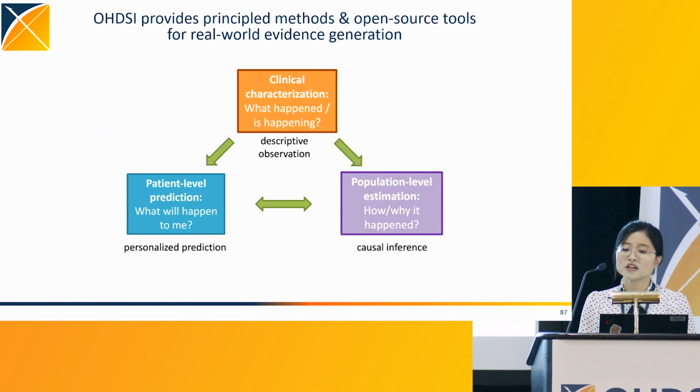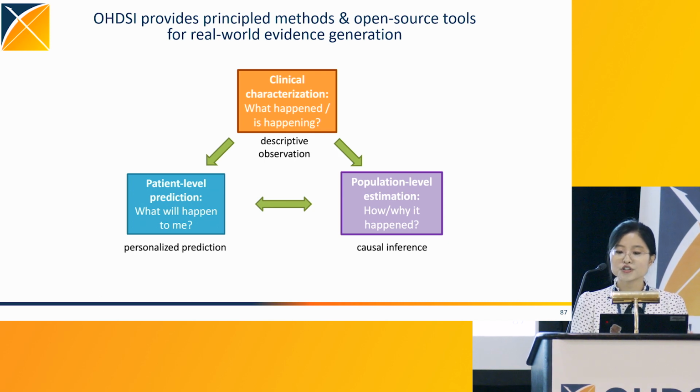So just to summarize, what we provide in terms of research methods in OHDSI is quite rich. We have this triple set of methods for different purposes, for answering different types of questions regarding the patient journey and healthcare. We have clinical characterization, patient-level prediction, and population-level estimation. For all of those types of methods that you can use, we have provided a whole stack of open source tools that run efficiently and reliably.